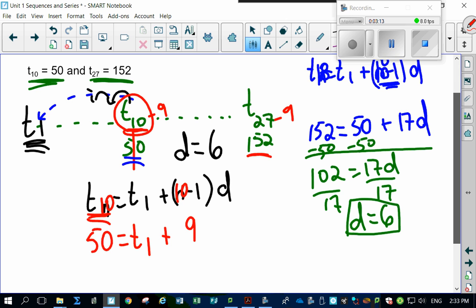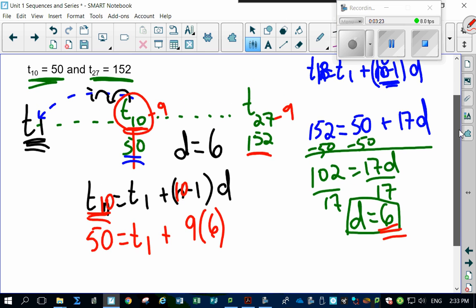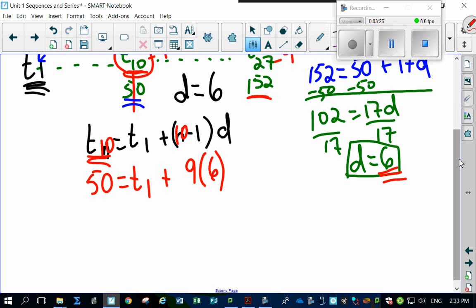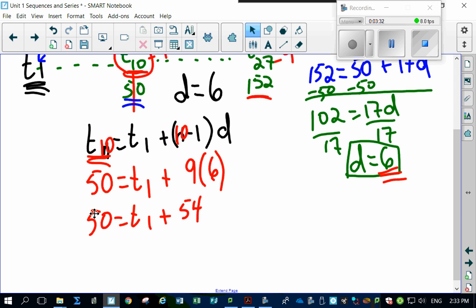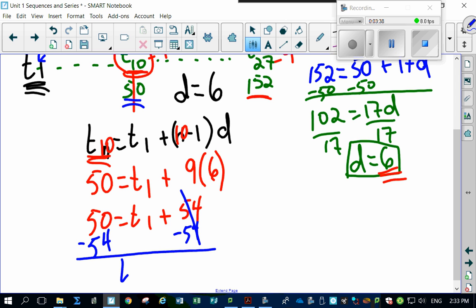And now I know what D is. D is, in fact, 6. So check this out. Okay? 9 times 6 is 54, right? So look at this. 50 equals T1 plus 54. Now all I've got to do is solve. Subtract 54 from both sides. Oh my goodness, look at this. My T1 was in fact -4.